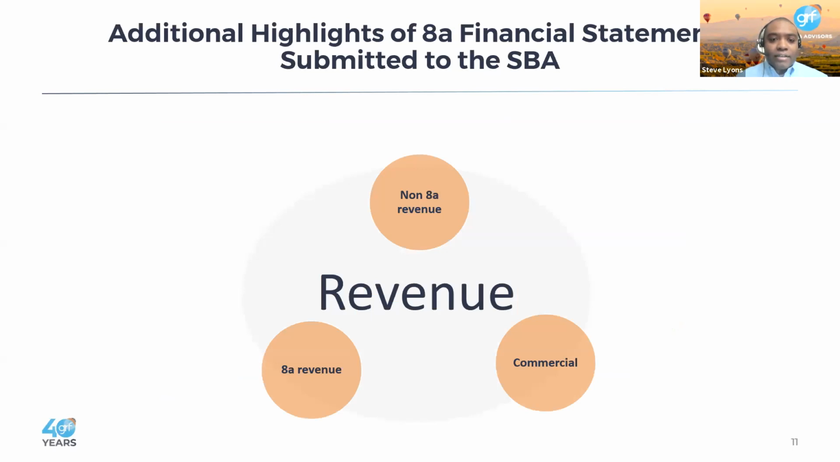Additionally, in the presentation of the financial statements, the revenues need to be broken out into these 3 categories. So contracts that you received as a part of the 8A program should be included in a component called 8A revenue. Contracts that you received that are not a part of the 8A program should be non-8A revenue. And then if you're doing any commercial work, that should be separated into a commercial description.